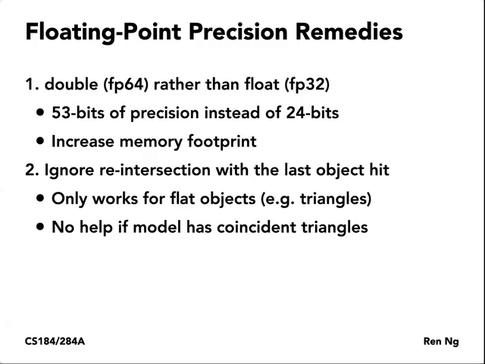We could ignore re-intersection with the last object that we hit. I sort of said that if we hit a surface and find it's a little bit too deep, when we cast that ray towards the light source to test whether we can see it unoccluded, we're going to hit our own surface. That's the problem. So we could just say, well, I'm going to do that shadow ray, but I'm never going to test for intersection against myself, against my own object.